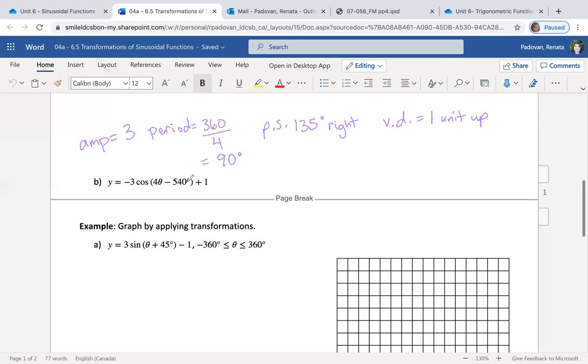Oh, I'm just looking, sorry. Why was this 135 degrees? I didn't mention that here.